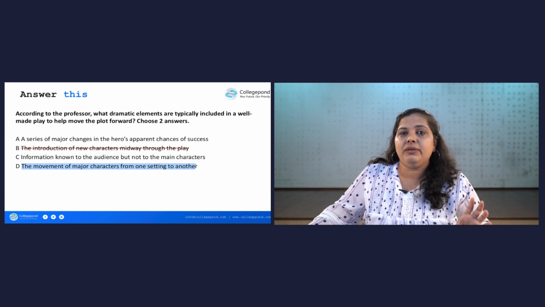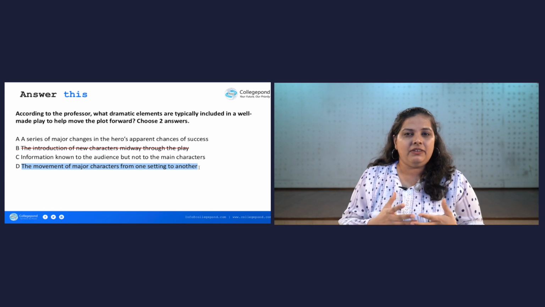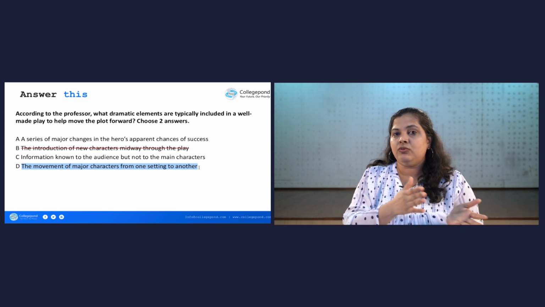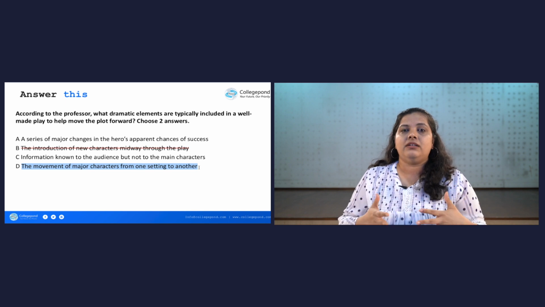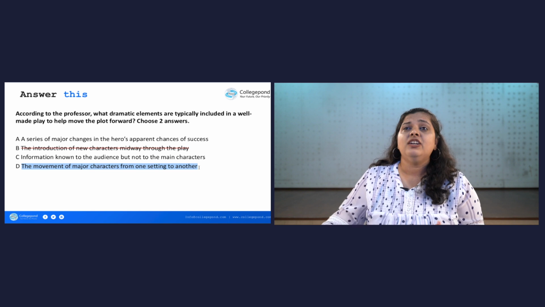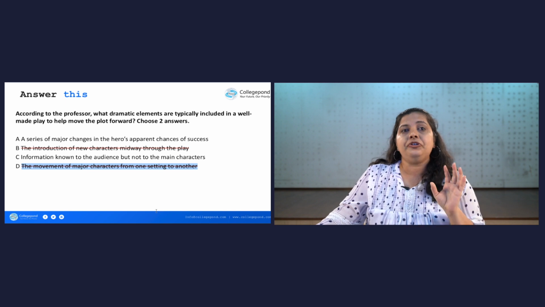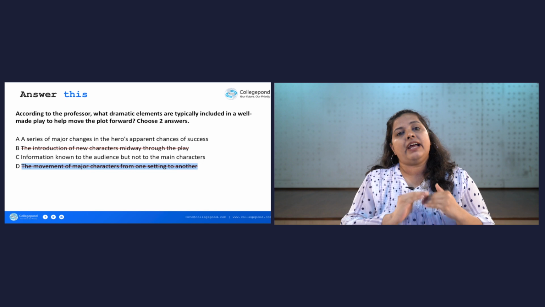The movement of major characters from one setting to another. Did we see that happening anywhere through the audio file? Did they talk about characters moving from, say, a city to a rural area? They didn't do that. So that was not a factor typically included in a well-made play, right? So we can strike that out. What remains is your correct answer. So your two choices are A and C.